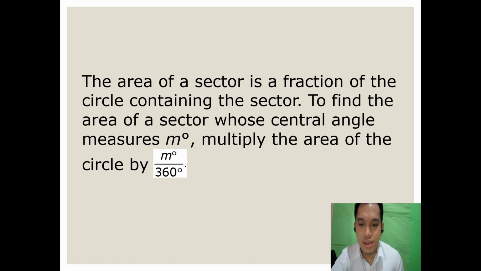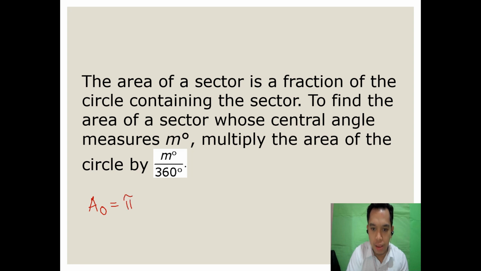What is the formula to find the area of the circle? The formula to find the area of the circle is area of the circle equals pi r squared. So to find the area of the sector, we must multiply the area of the circle, which is pi r squared, by m degrees over 360 degrees.